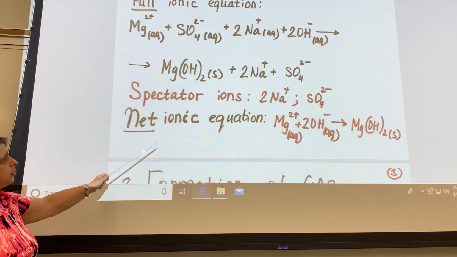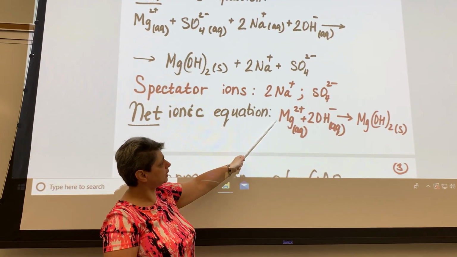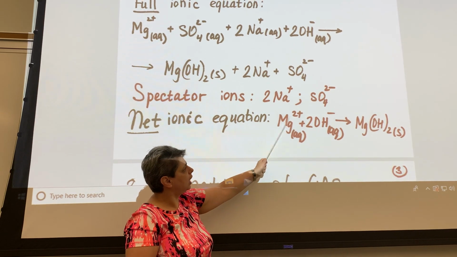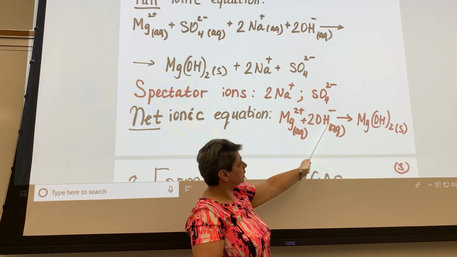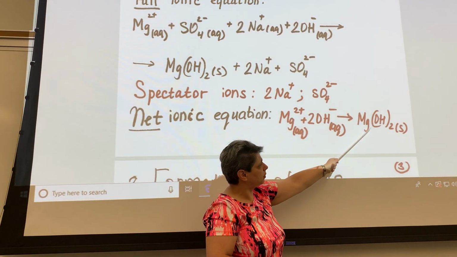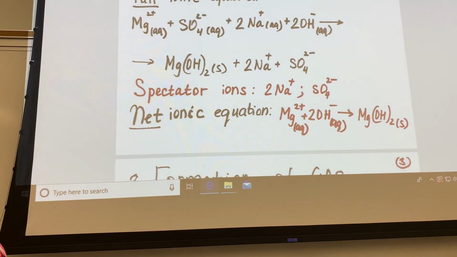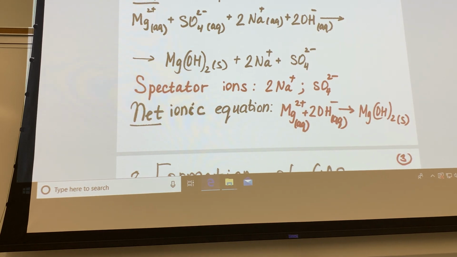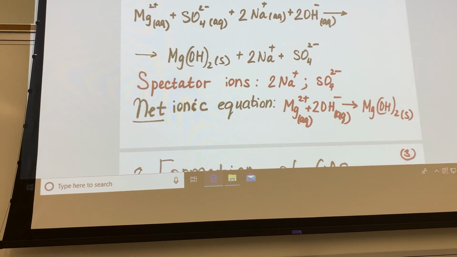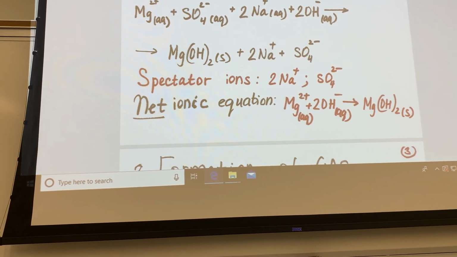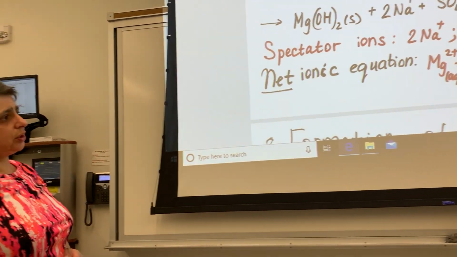So the net ionic equation would, in this case, look like this. Magnesium 2+, adding 2 hydroxide ions, produces 1 unit of magnesium hydroxide precipitate, or solid. Notice how much shorter the net ionic equation is compared to the molecular equation. So there's a definite advantage to writing net ionic equations.